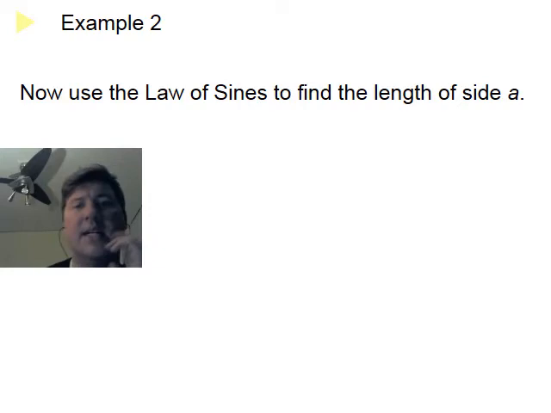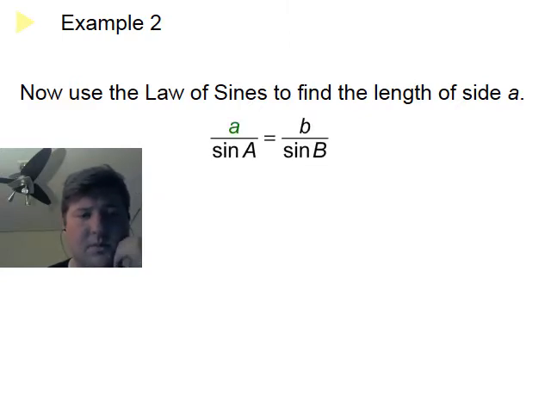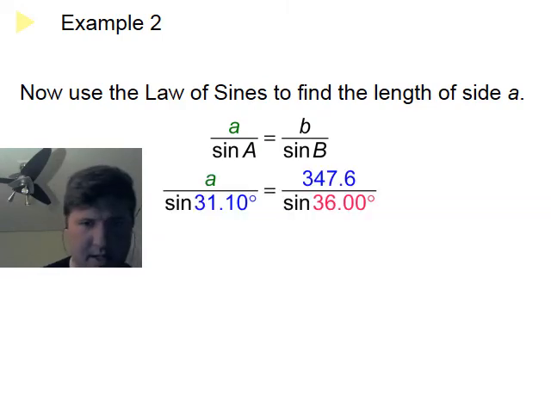Now use the law of sines to find the length of side A. Again, because we had two angles and the side in between them, we can use this law of sines. So we had angle, side, angle. There it is. There are all of our numbers kindly plugged in for us, including that 36 degrees we just found.